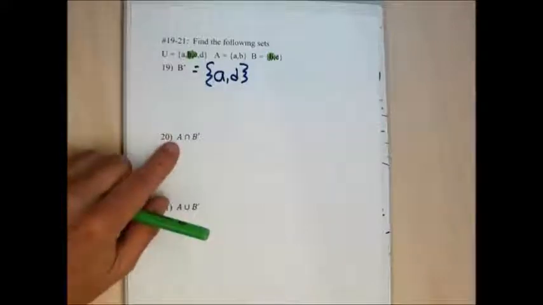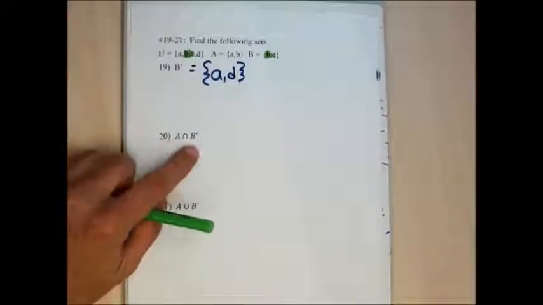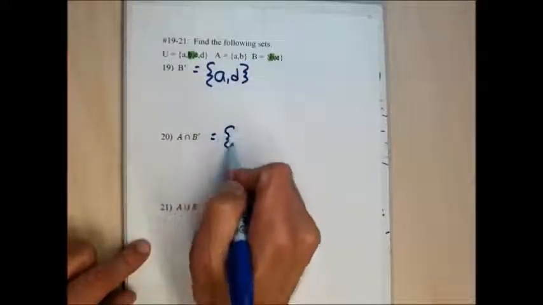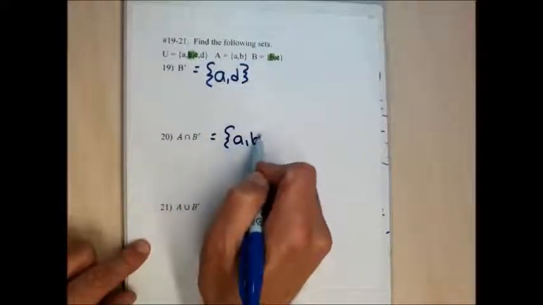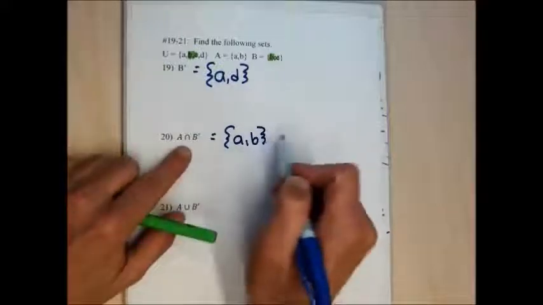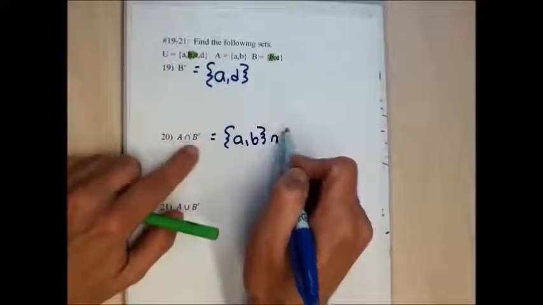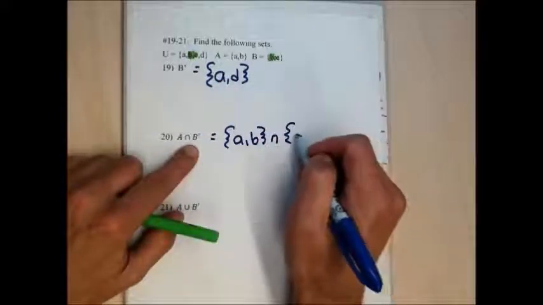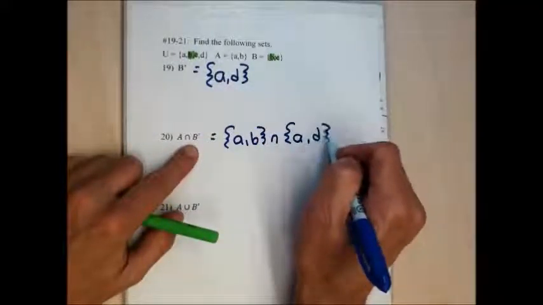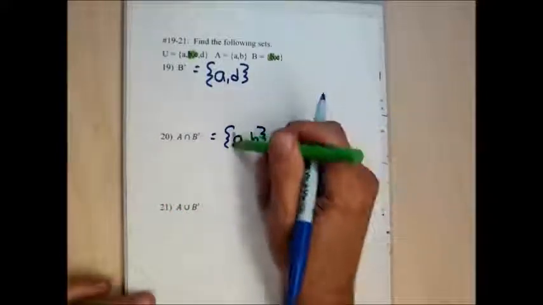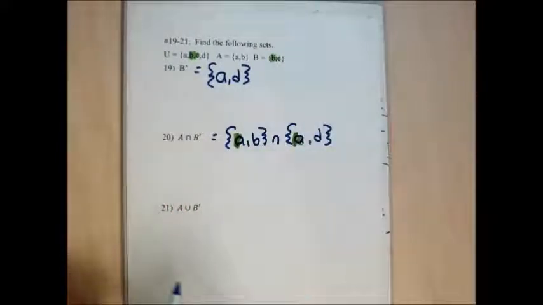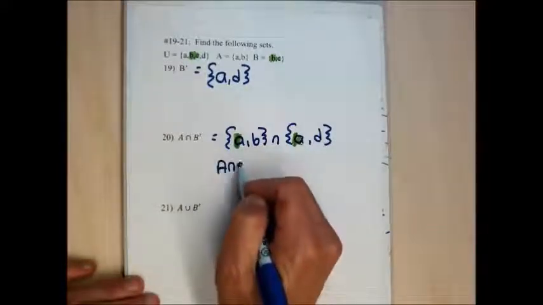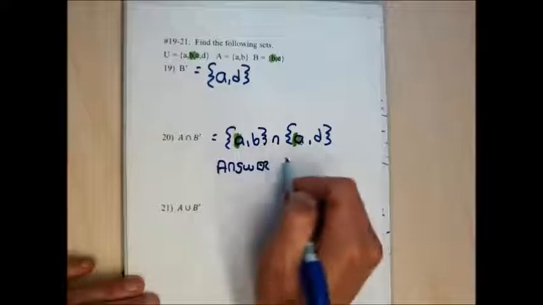20 wants me to find set A intersection B complement. Well, set A is the set that contains A and B. I'm going to leave this intersection symbol, and then after the intersection symbol, I'm going to write what B complement is, which is the set that contains A and D. The intersection of two sets is what the sets have in common. Those sets both and only have the letter A in common. My answer to problem 20 is going to be the set that contains the letter A.